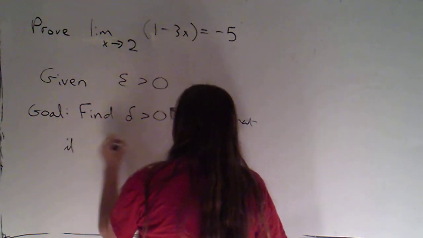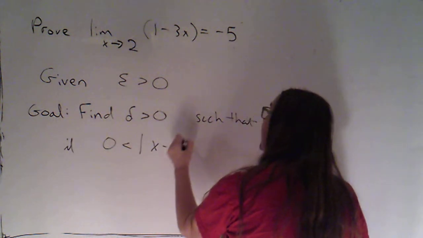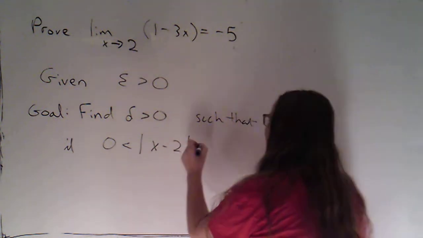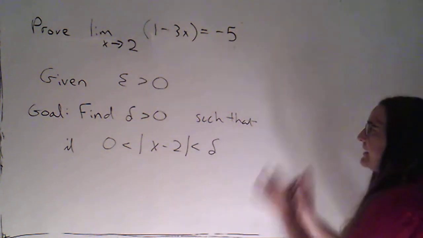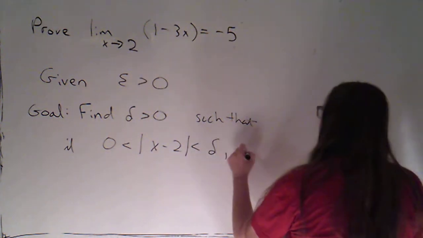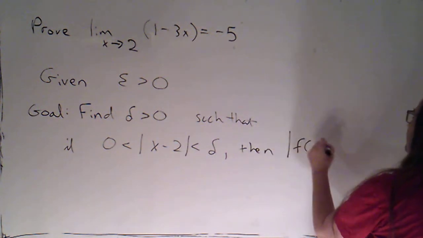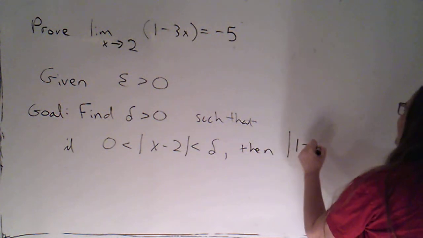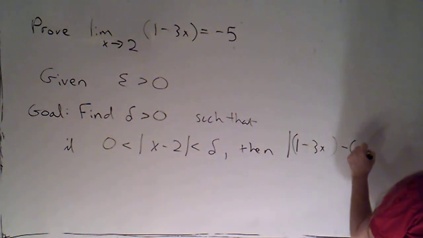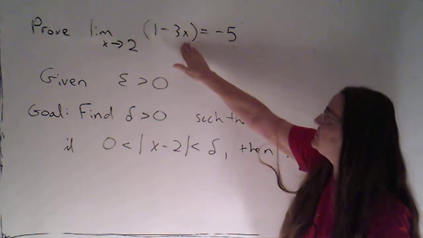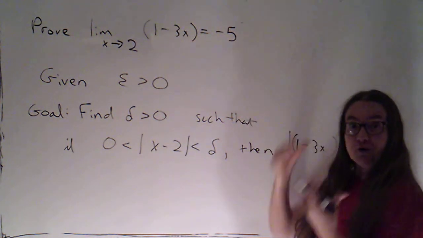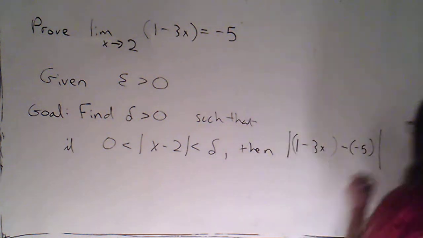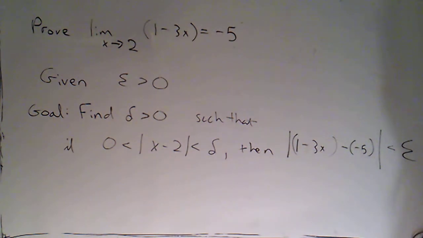if 0 is less than the absolute value of x minus 2, x is approaching 2, so I want here the distance between x and 2. So if that distance is between 0 and delta, then the absolute value of f of x, actually, I didn't give it a name, I gave it a formula, of 1 minus 3x minus -5. So that's my function minus the limit. So that would be the vertical distance between the y value on that line and the y value that we're claiming is the limit. And I want that to be less than epsilon.